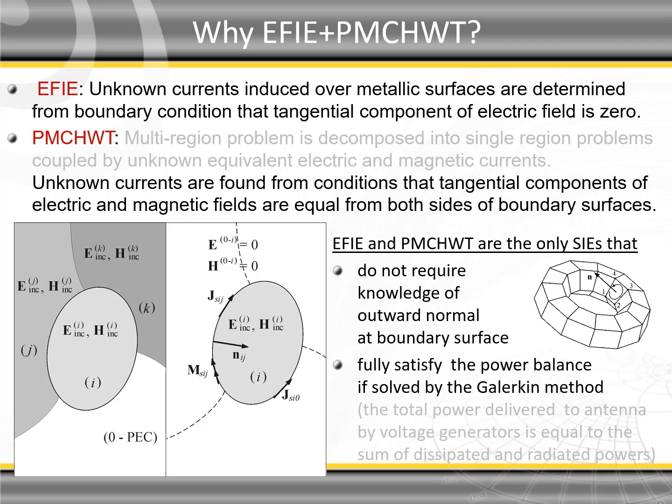These equations are the only surface integral equations that do not require knowledge of the outward normal at the boundary surface. They are also the only surface integral equations that fully satisfy the power balance if solved by the Galerkin method. Namely, the total power delivered to the antenna by voltage generators is equal to the sum of the power dissipated in the antenna and the radiated power.